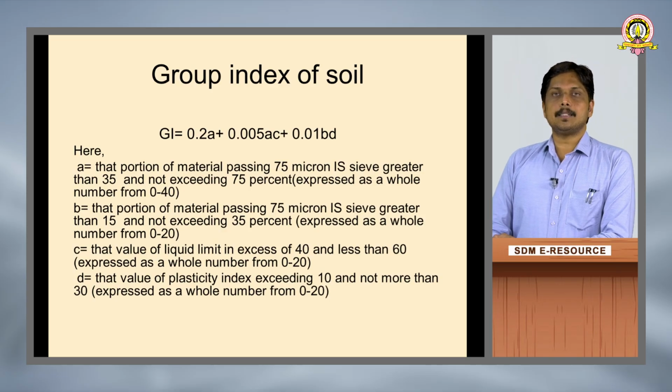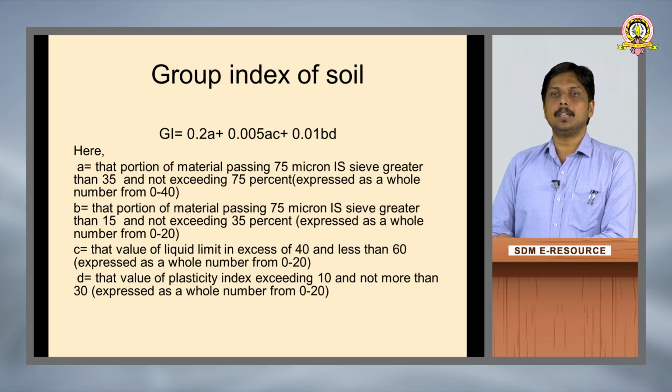And C is that value of liquid limit in excess of 40 and less than 60. Once again, if the liquid limit of a soil is 50, then the value of C will be equal to 10. If the liquid limit of the soil is equal to 60, then the value of C will be equal to 20. And D is the value of plasticity index, which is exceeding 10 and not more than 30, which is expressed as a whole number between 0 to 20.